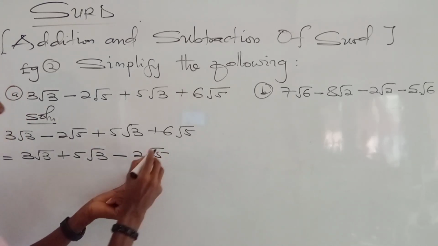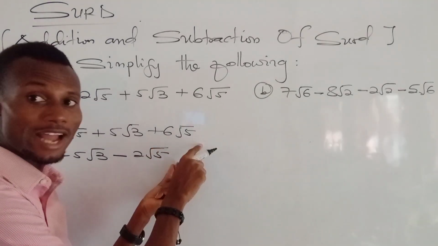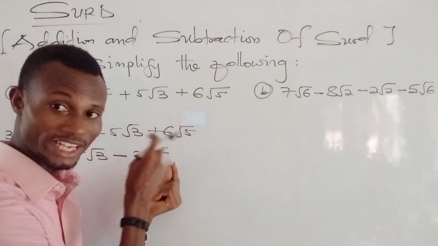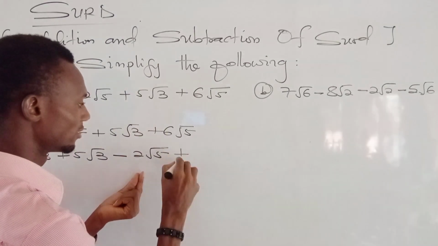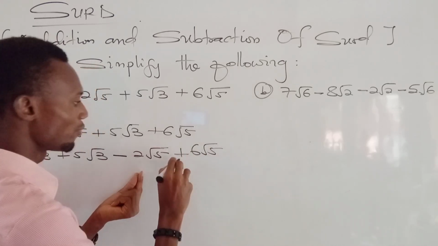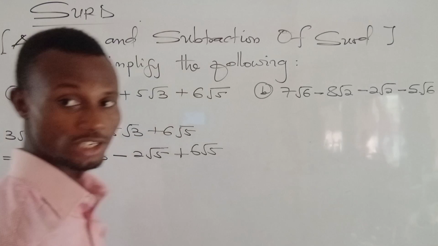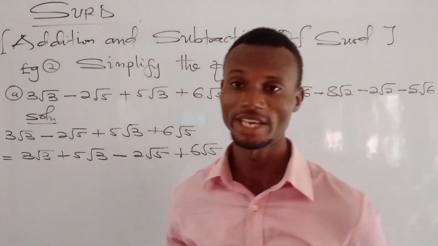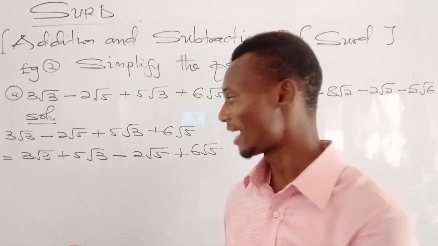What I can attach to it will be the 6 root 5. But again, you pick it with a sign. The sign is addition plus, so you bring your plus 6 root 5. I hope you agree with me up to this point. All that we did is to group like terms, so that we can simplify further. I hope you understand the explanation.